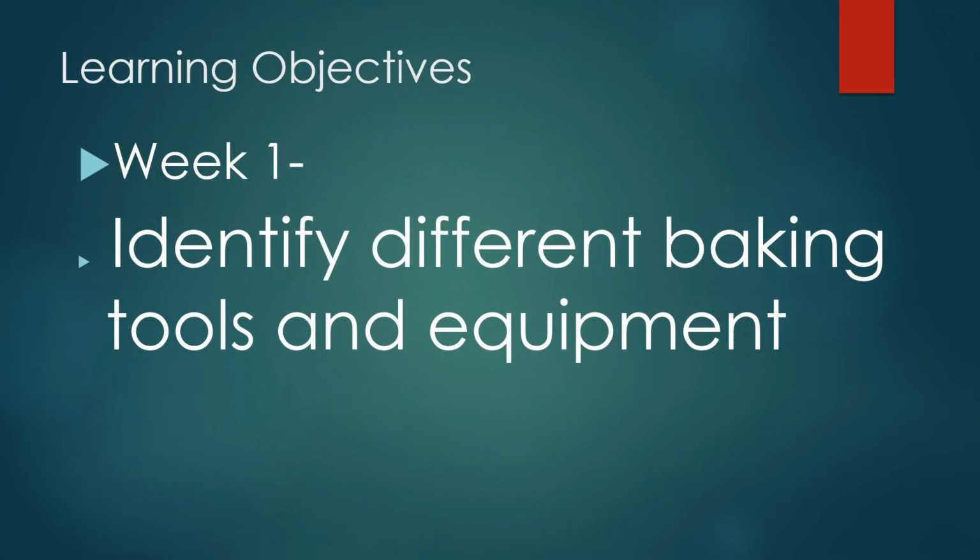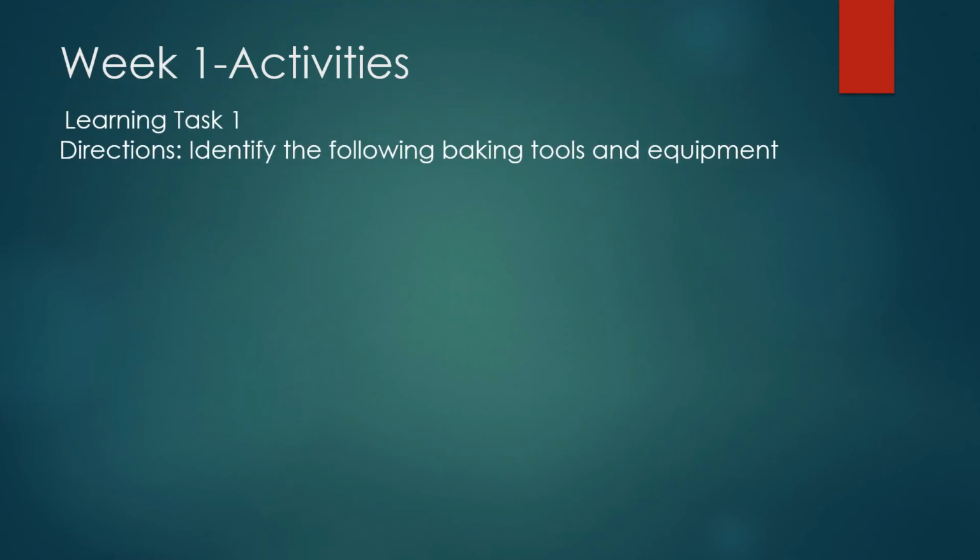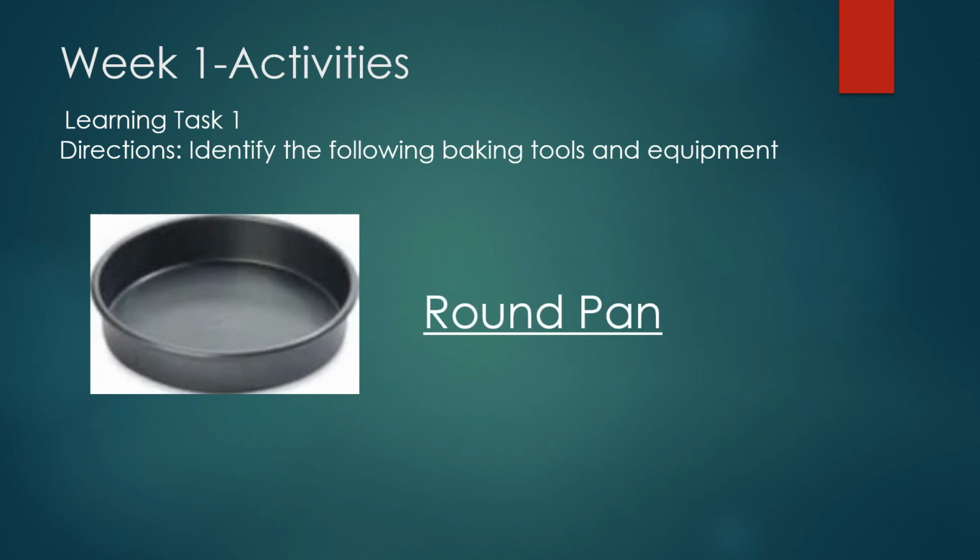Alright, so our learning objective for week 1 is to identify different baking tools and equipment. For week 1 activities, your learning task number 1 is to identify the following baking tools and equipment. So given the picture, what is this tool? Correct, this is a round pan. So you are just going to write the name of the tools.